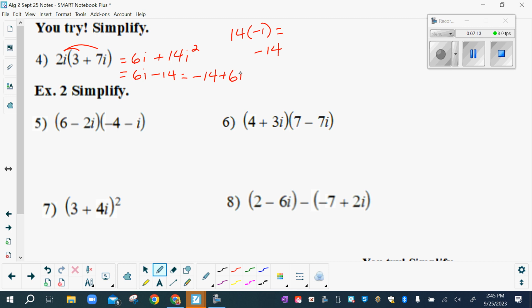Okay, so the answer to the Try should be negative 14 plus 6i. Questions on that before we move on?